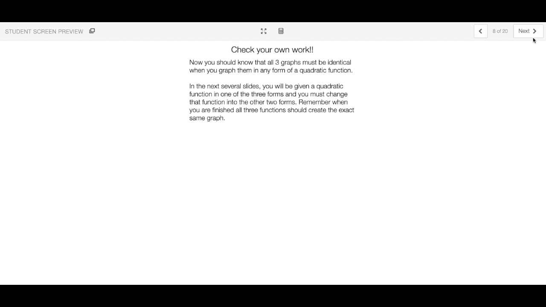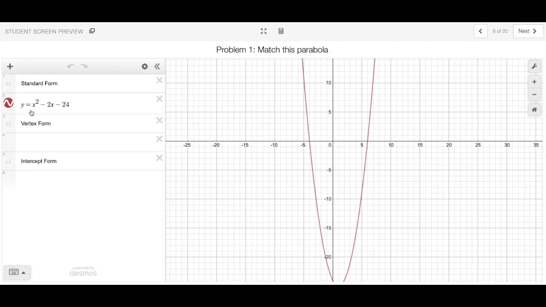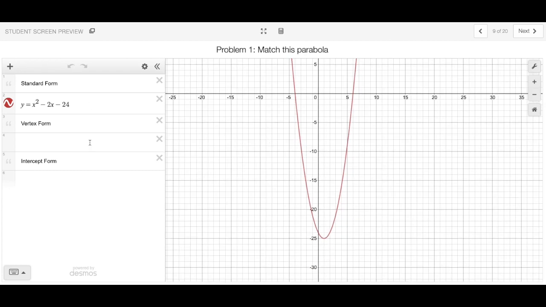You're going to read these directions, and then try to write this same equation in vertex form and intercept form. And here's the trick. You don't need to translate this using complete the square or any of the other methods we've learned. You can actually just look at the graph. Vertex form, you're going to find the vertex. You can click on it and it'll tell you. This vertex is at 1, negative 25. And from here, you can write this equation in vertex form.